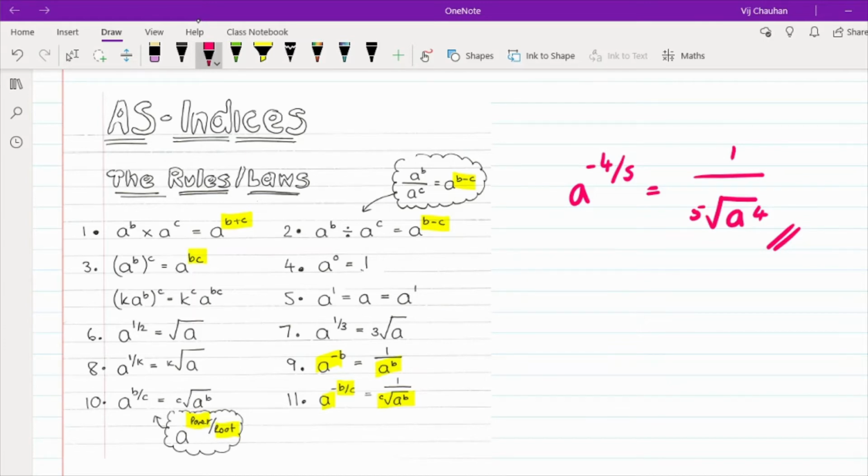Although indices questions don't really carry that many marks at A level, it is definitely something that is used in other subjects. So I will definitely spend some quality time while you're getting started in your A-level maths to make sure you are comfortable with indices.